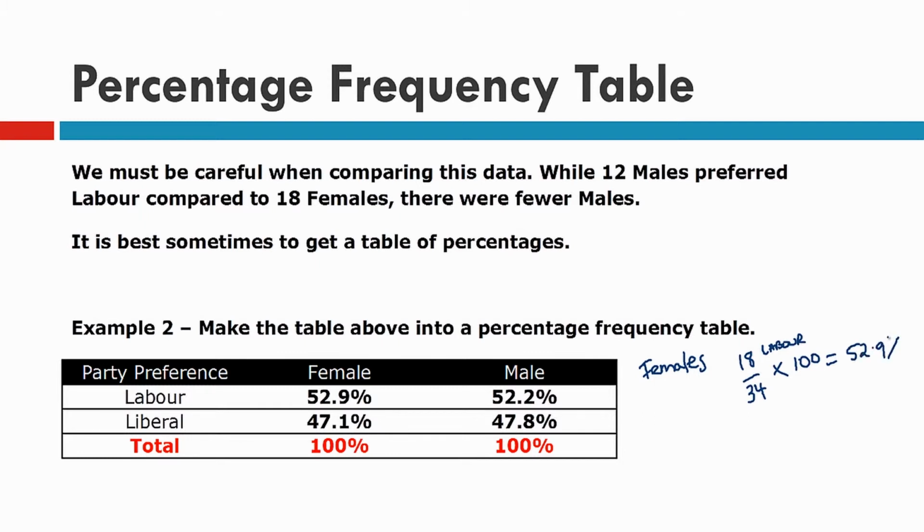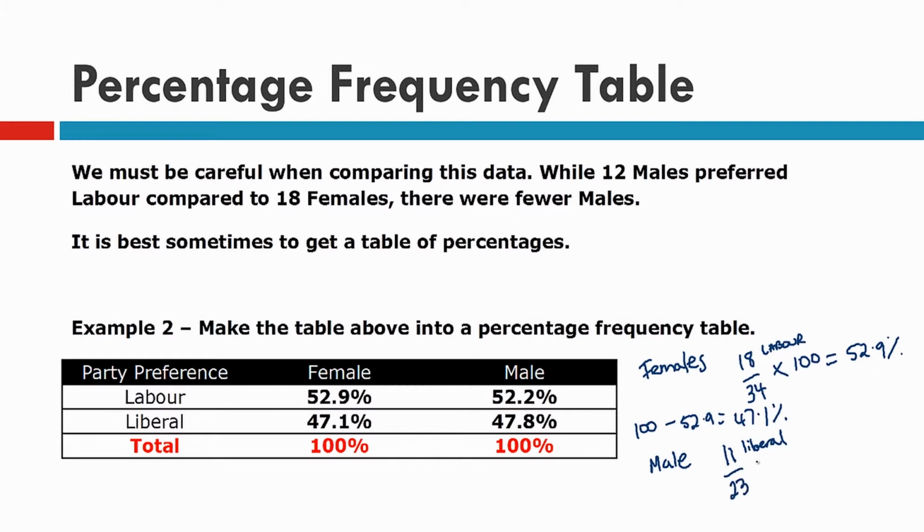52.9%. We won't need to do the female Liberal because we can quickly work it out. 100% is the total, so the other one would have to be 47.1. You can work it out if you want to. So what we will do now is, instead of the male Labor, we will do the male Liberal. So the male Liberal, there are 11 males who preferred Liberal out of 23 males.